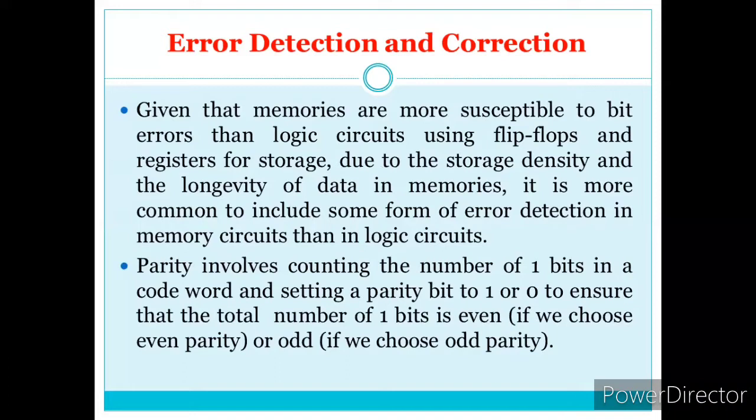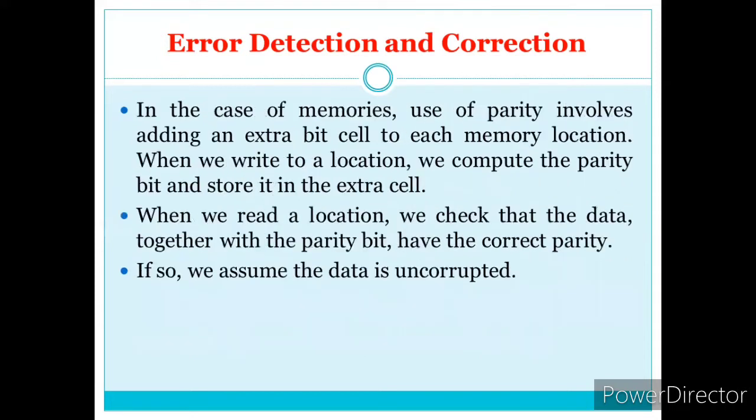One such method we have is parity error checking. That is, parity involves counting the number of 1 bits in a code word and setting a parity bit to 1 or 0, ensuring that the total number of 1 bits is either even or odd. If the number of 1s is even, it is 0. If the number of 1s is odd, it will become 1, depending upon the designer.